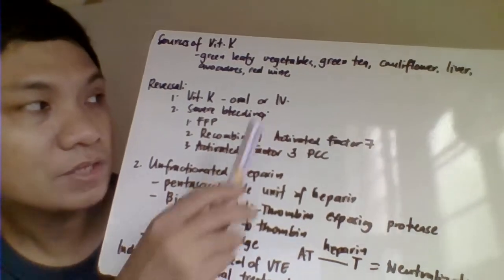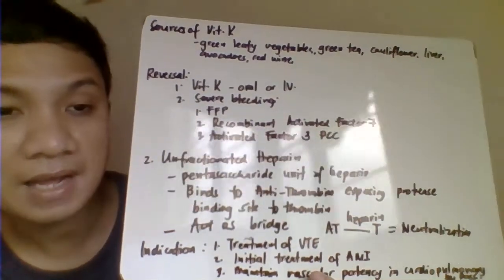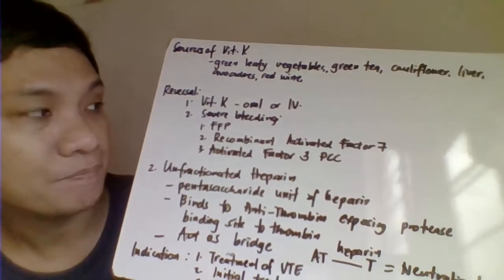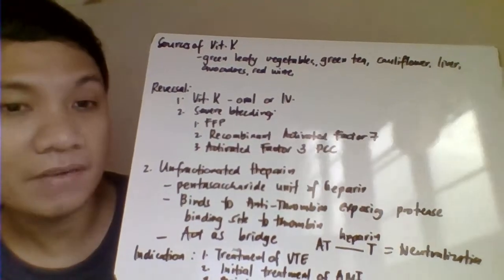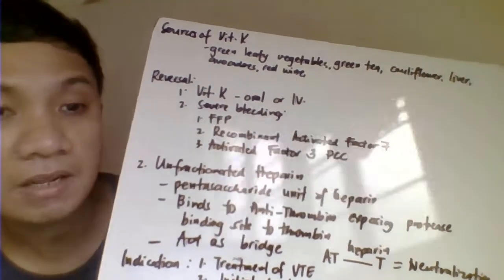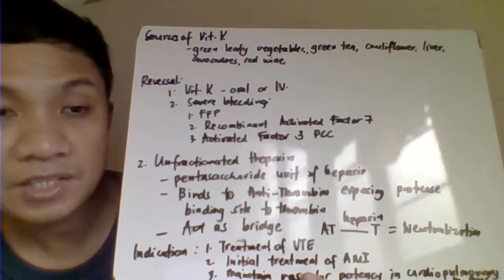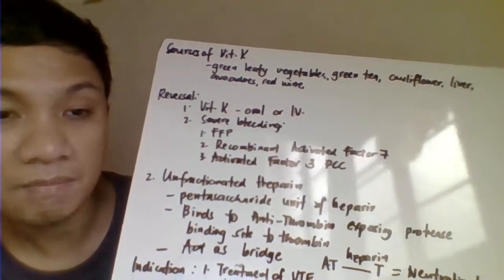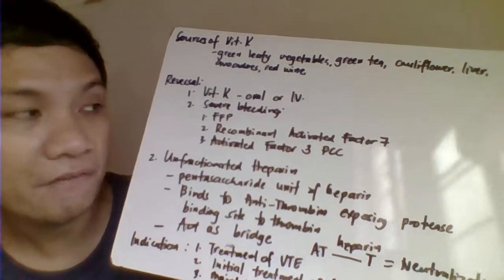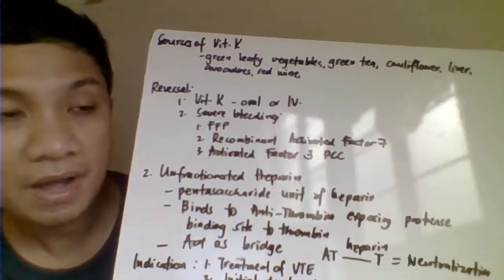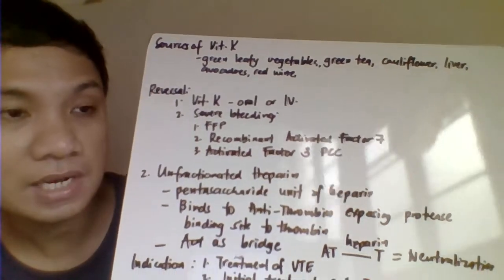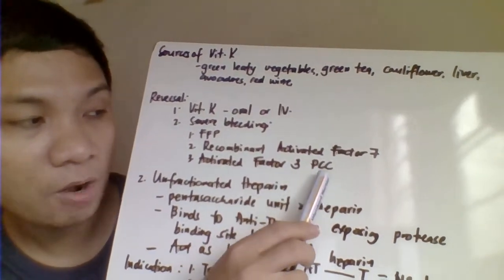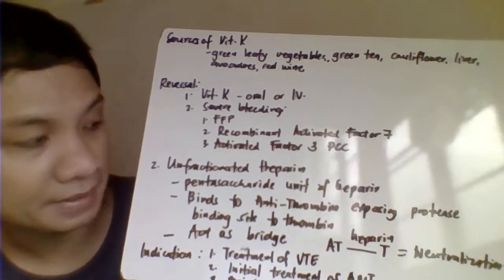Between the two, the effect of IV vitamin K is somewhat faster. Another one, if vitamin K alone is not enough, severe bleeding could also be managed by administering a unit of blood in the form of fresh frozen plasma. You could also give recombinant activated factor 7 and activated factor 3 prothrombin complex concentrate.